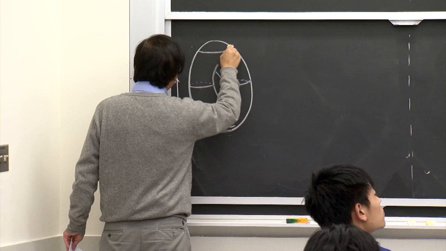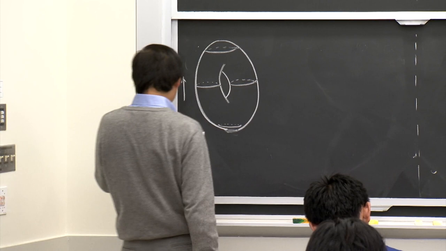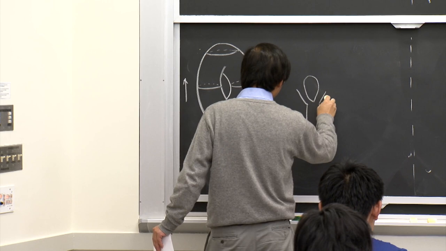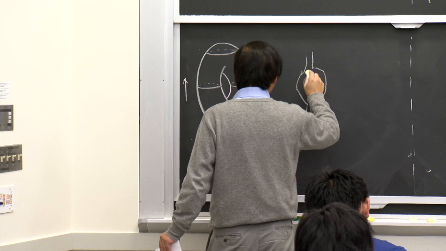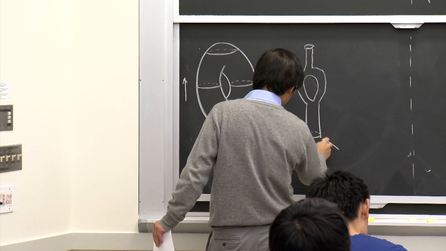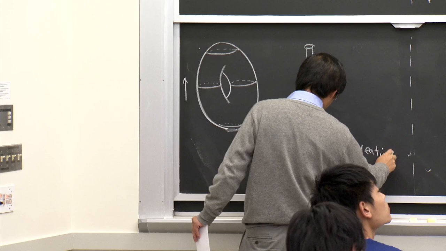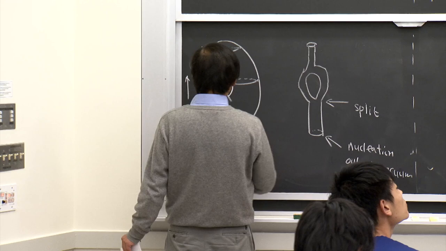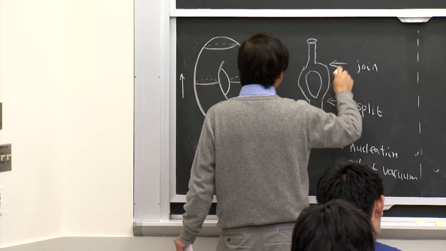Then the torus actually describes such a virtual process: you nucleate a string from the vacuum, and then this string splits into two. Then these two strings come back to join again into a single string, and then go to the vacuum. So this is the nucleation out of the vacuum, and then here a single string splits into two strings, and then here they join back into a single string, and then here it disappears into the vacuum.